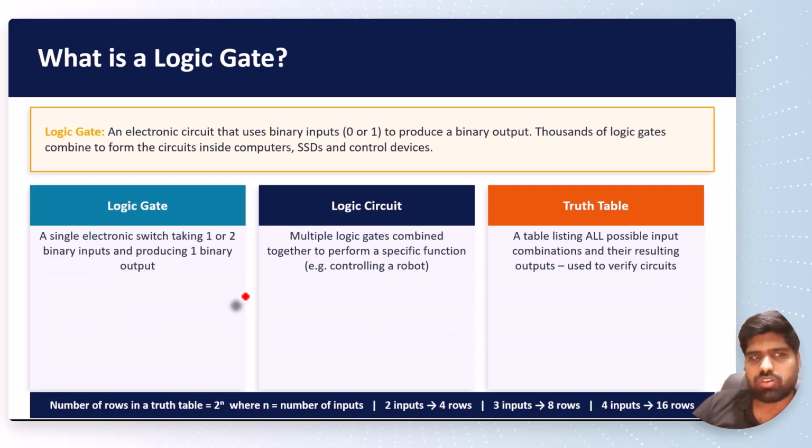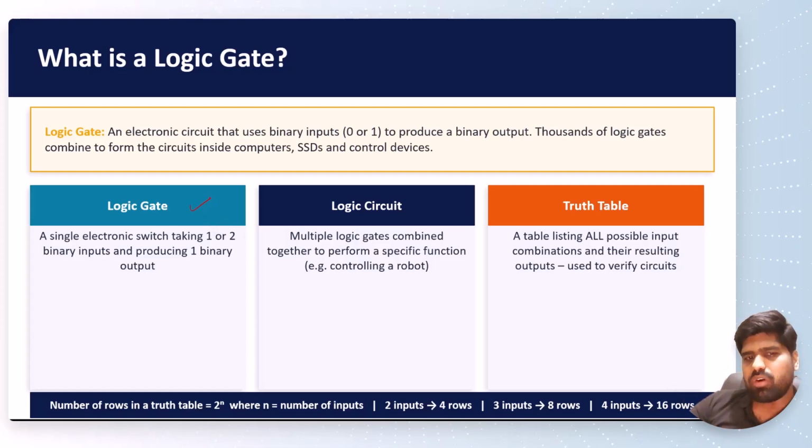So first of all, you just have to understand what a logic gate is. Logic gates are electronic circuits that use binary inputs, like zeros and ones, to produce a binary output. Thousands of logic gates combined form a circuit inside computers, SSDs and control devices. A single logic gate, an electronic switch, takes one or two binary inputs and produces one binary output. Either it takes one binary input or it takes two binary inputs, and it always gives you one binary output.